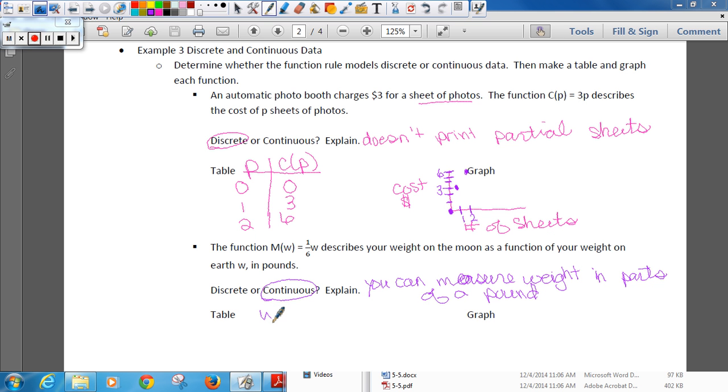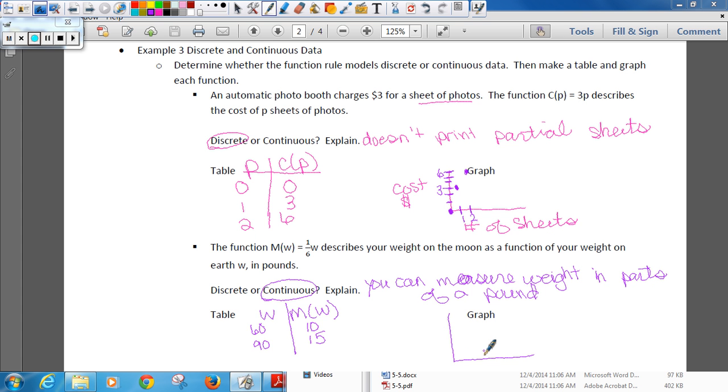We have our weight here on Earth, gives us our weight on the moon. Okay, you're not going to weigh 0 pounds, so we're not going to start at 0. Let's say, for instance, we weigh 60 pounds. If we do that, then on the moon we would weigh 10 pounds. Then let's go with 90. We weigh 90 pounds on Earth. We would weigh 15 pounds on the moon. Again, you have to have at least 2 points. I have at least 2 points, so I'm going to go on.